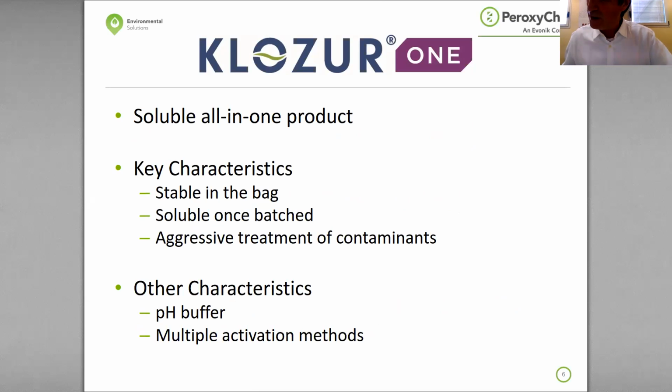It is soluble once batched and will stay in solution for the 2 to 4 hours within which we recommend batches be injected. It can then be used to aggressively treat your target contaminants of concern. A few other characteristics worth mentioning are that Closure 1 contains a built-in pH buffer to help maintain near neutral pH, and that the product has multiple activation methods combined into the single blend.